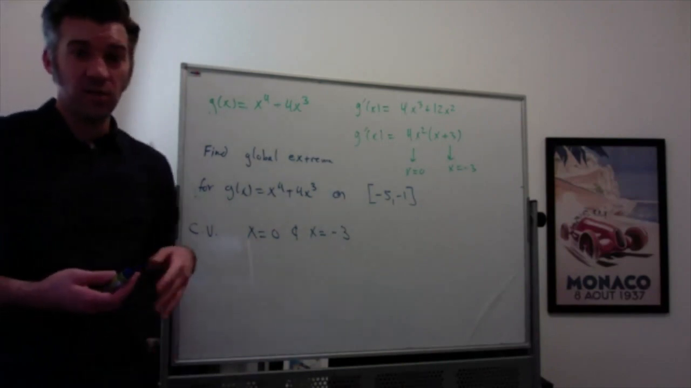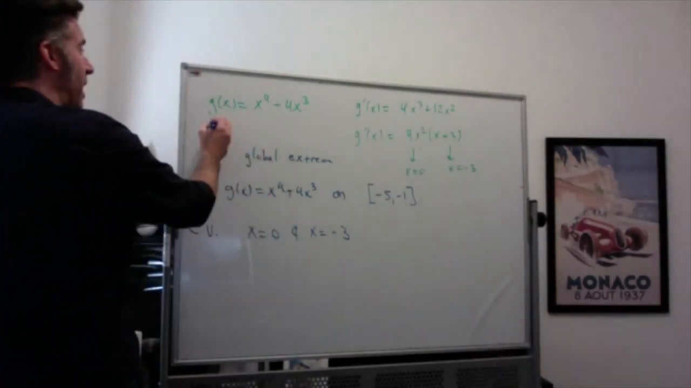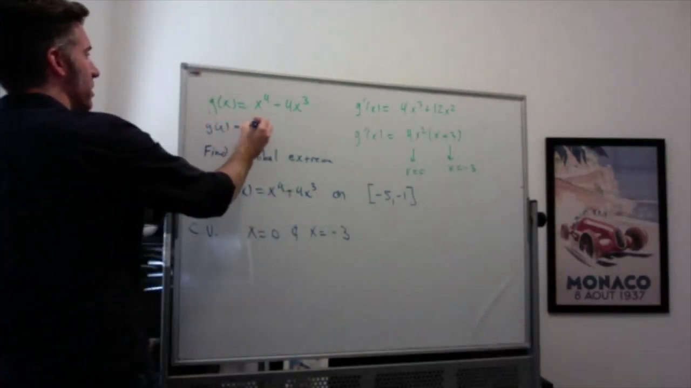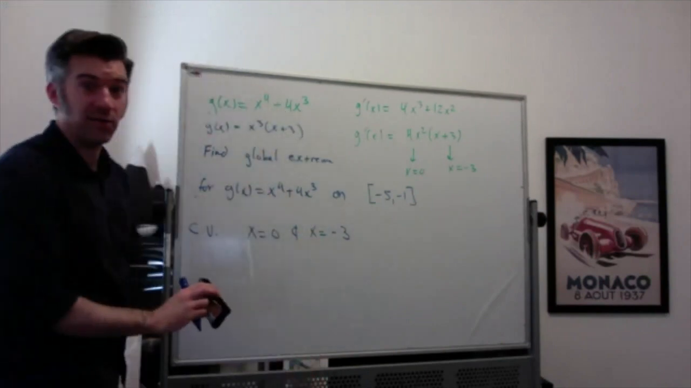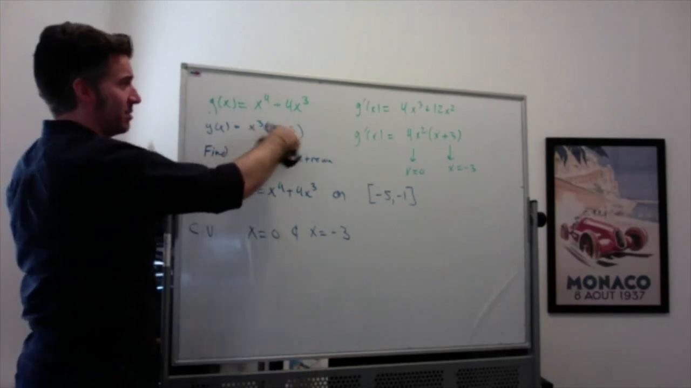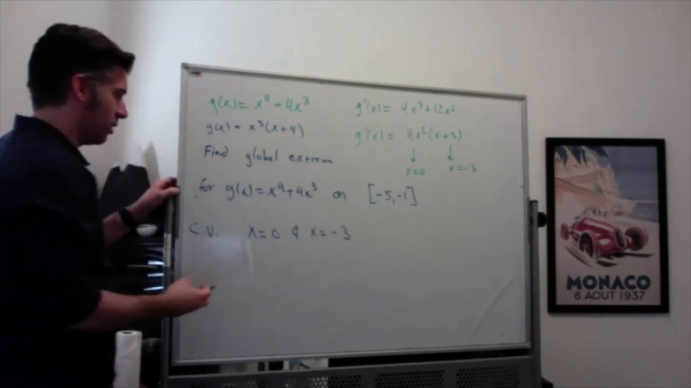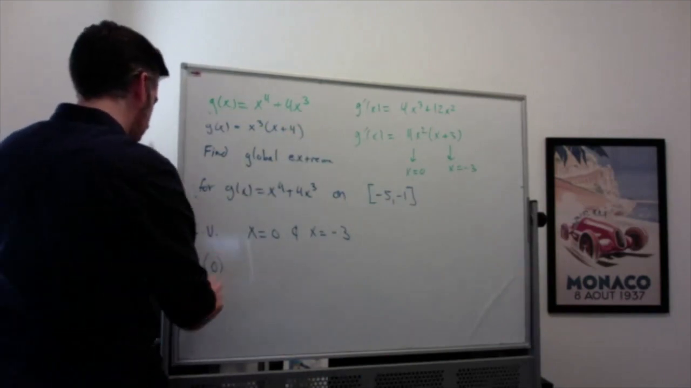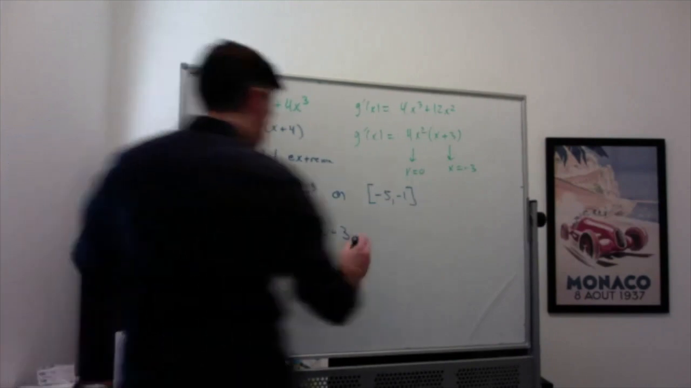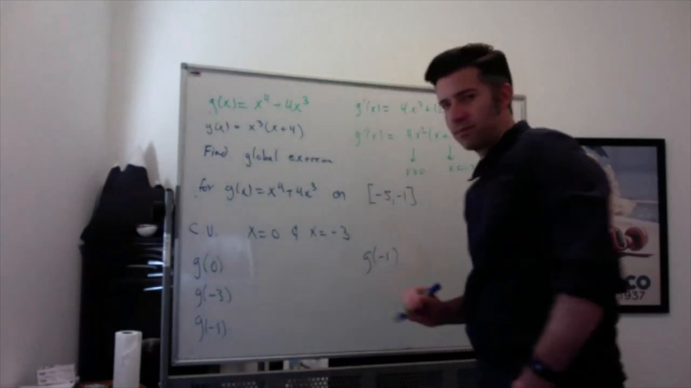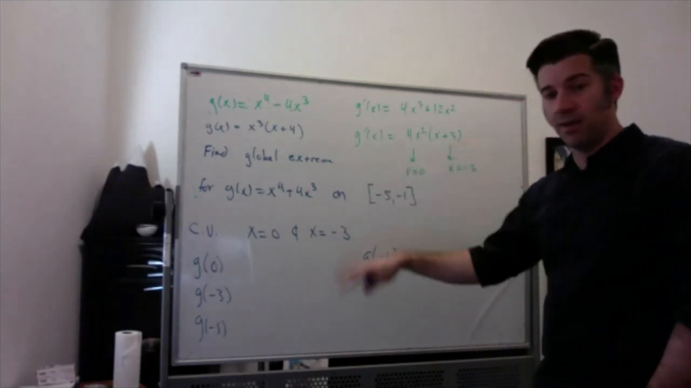So then the only thing we do at this point is we plug those all into the original function. I'm going to definitely factor the original function to make my life easier. But you should factor it right. I factored it wrong, right? It's not x cubed times x plus 3, it's x cubed times x plus 4. So plugging in, I'm going to find g of 0, g of -3, g of -5, and g of -1. Right, so you're plugging in the critical values and the endpoints.